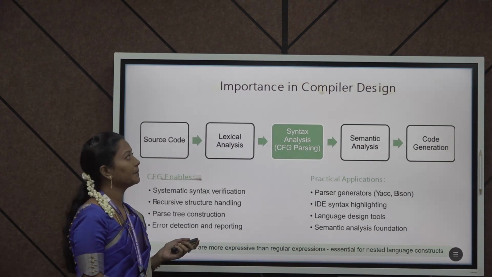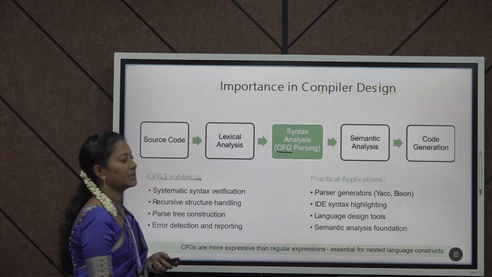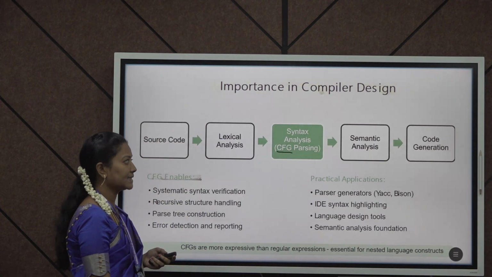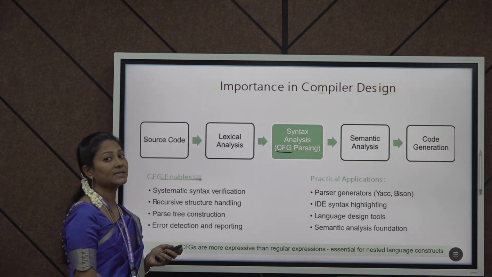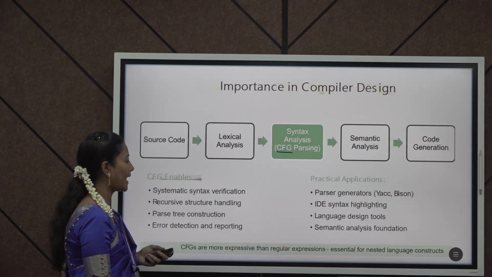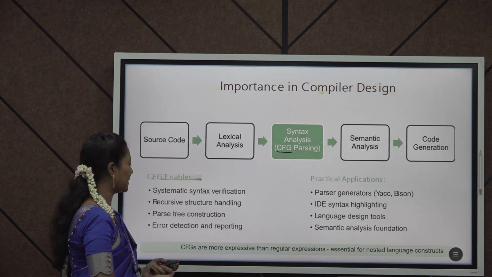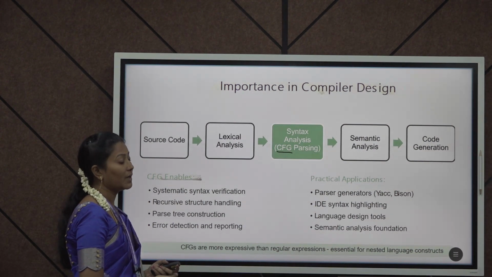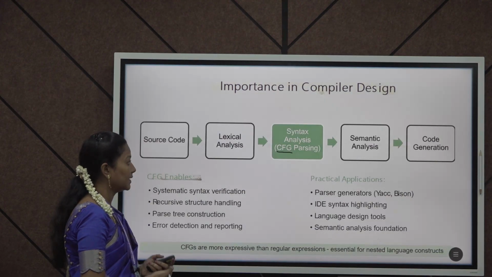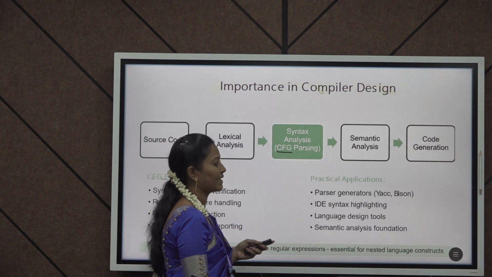So why is it important? That is why context-free grammar is important in compiler design. In syntax analysis, we verify the syntax of the programming language. So it provides systematic syntax verification, it also handles recursive structure, it produces a parse tree, and it can detect and report errors. These are all the practical applications of context-free grammar.